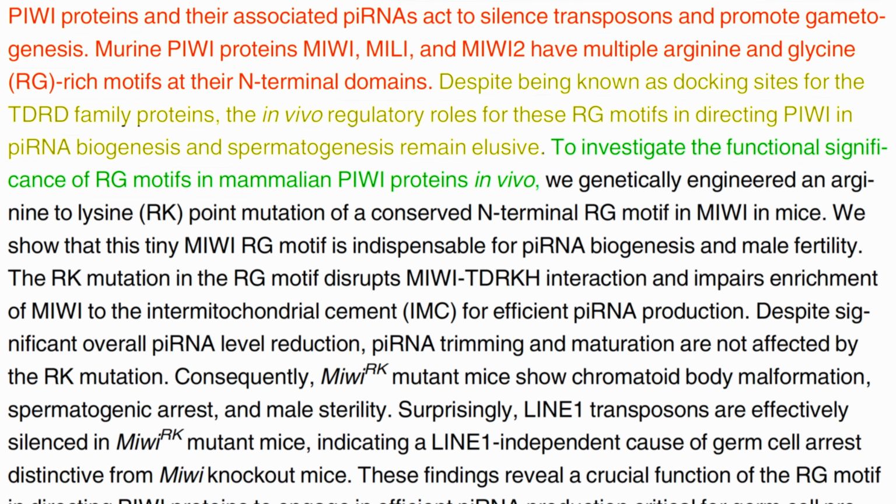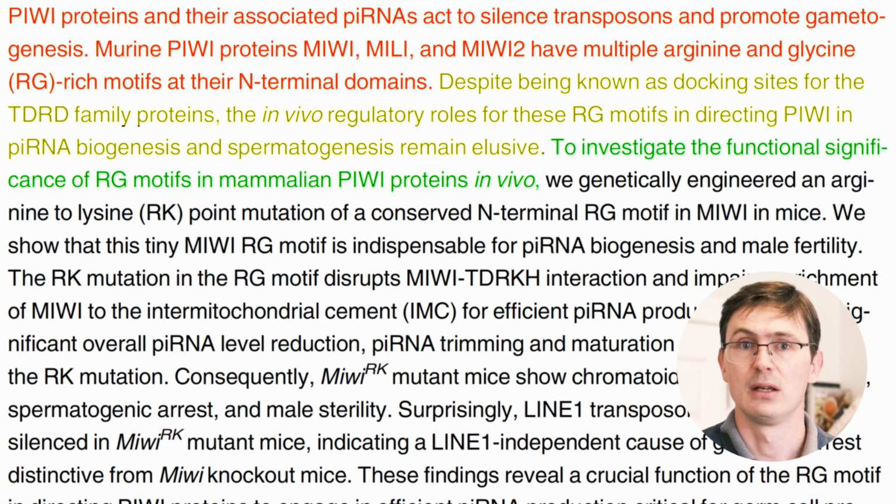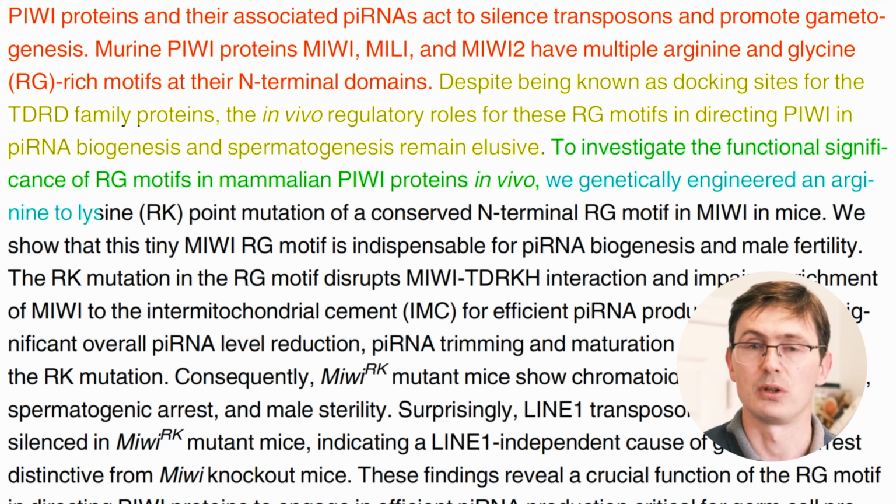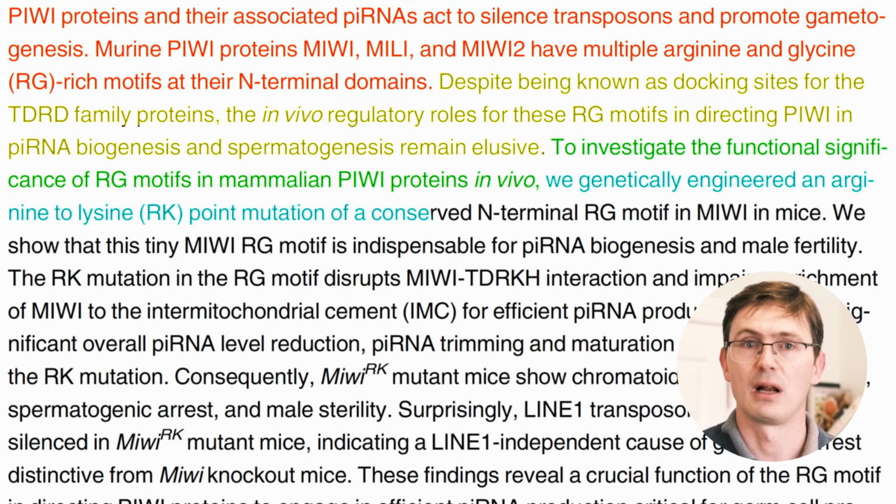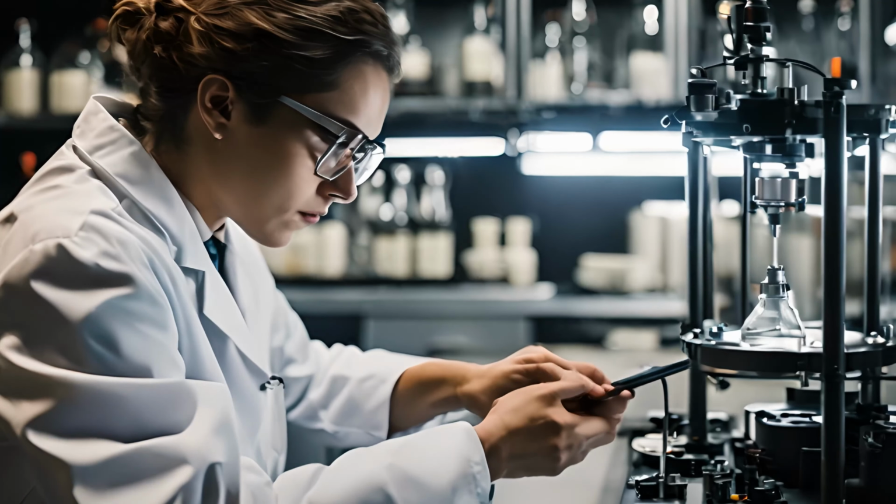Then the authors of the study delved into the methods, stating, we genetically engineer an arginine to lysine RK point mutation of a conserved N-terminal RG motif in MIWI in mice. It is not necessary to delve deeply into the details here. It is enough to let the reader know the approach taken to answer the question. Some people also skip this section altogether, but I'm not sure this is the best practice, as I always want to have at least a rough idea of the approach the people are using to test their hypothesis.